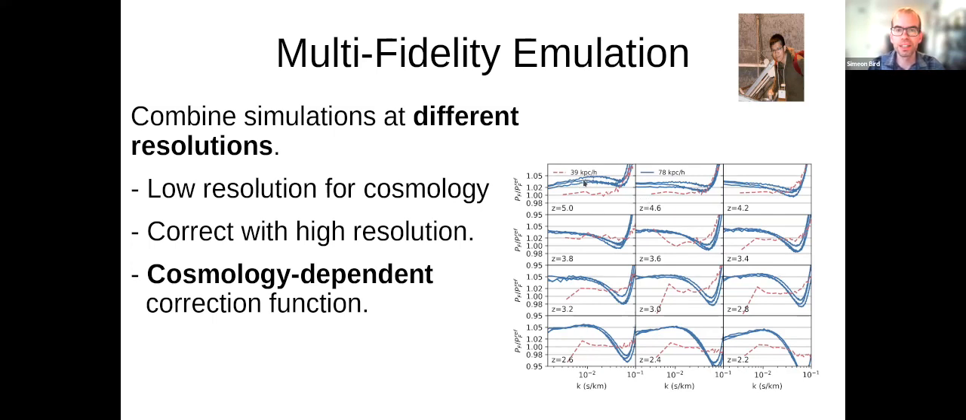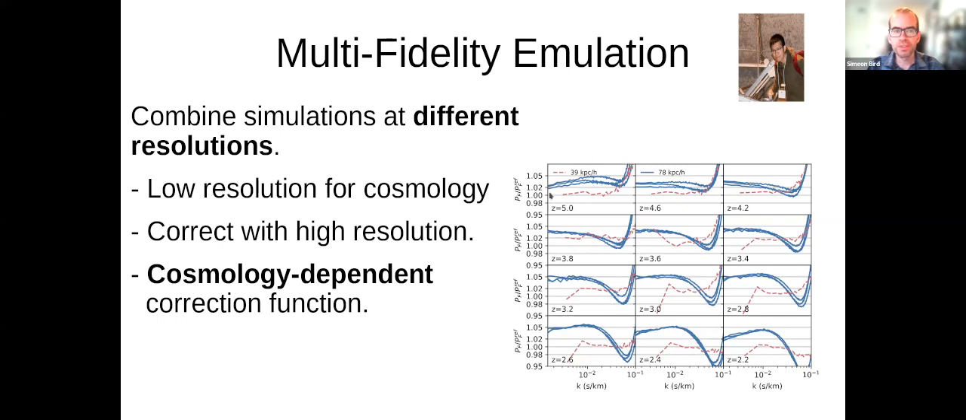So multi-fidelity emulation is really absolutely integral to making this program work. This red line is the ratio of the high-fidelity simulations to an even higher-fidelity simulation in a much smaller box, which is supposed to demonstrate that the high-fidelity simulations are actually converged. They're as high resolution as we need them to be.